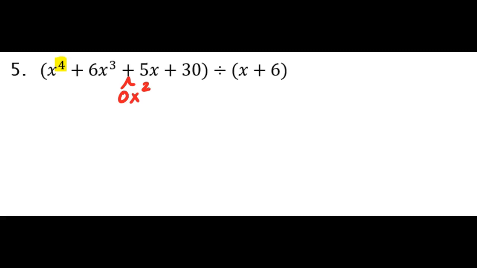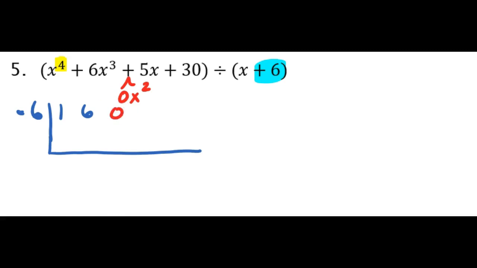So I want to make sure that's really clear, because when we do our synthetic division, we need to make sure we put in a 0 for that missing term. So on the outside, I'm going to have the opposite of this number. So instead of positive 6, I'm going to write negative 6. And then I need to have all my coefficients. So that would be 1, 6, and then the 0 that was missing, and then 5 and 30. So I should have 5 numbers because my highest exponent is 4.